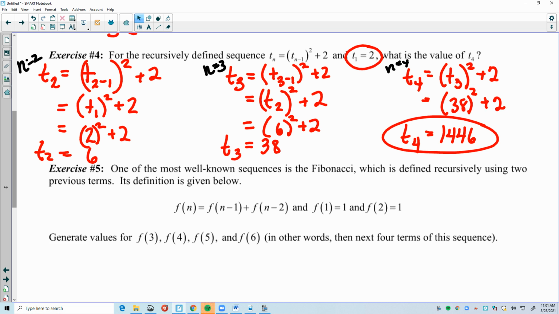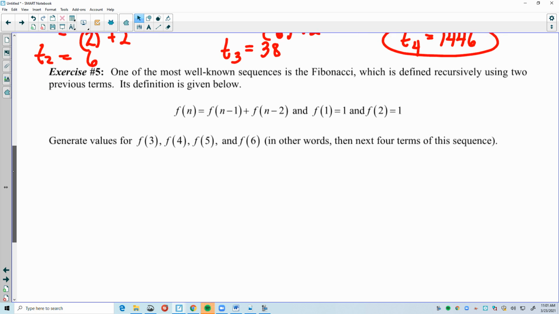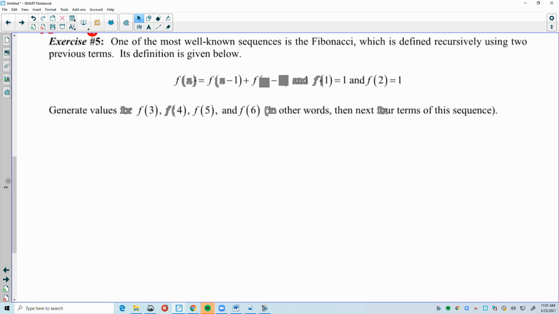Okay. One of the most well-known sequences is what's called the Fibonacci sequence, which is defined recursively using the 2 previous terms. So here's our definition below, and since we're using 2 previous terms, notice they had to give us the first 2 terms. Our first term is 1, and our second term is also 1. So we're going to try and generate the values for 3, 4, 5, and 6. So again, like it's saying in other terms, the next 4 terms. And sometimes when you do this, you can start to find patterns and see what happens. You always want to look at patterns when you're doing sequences.